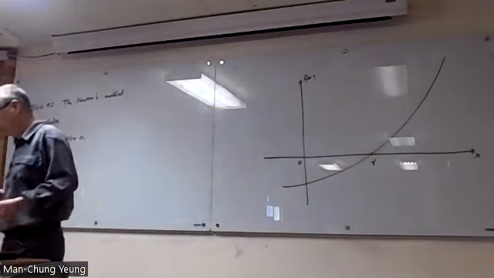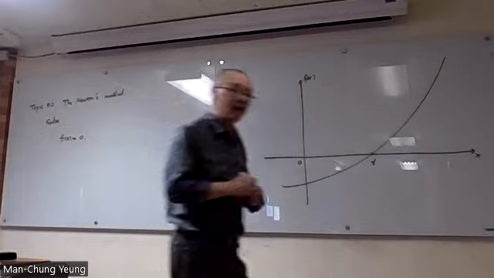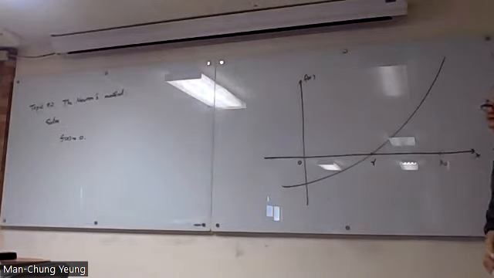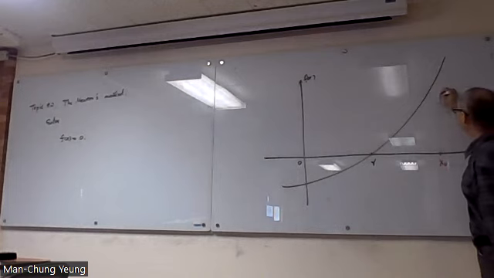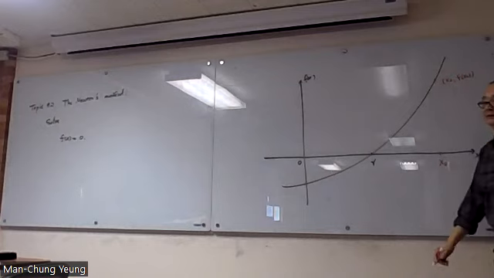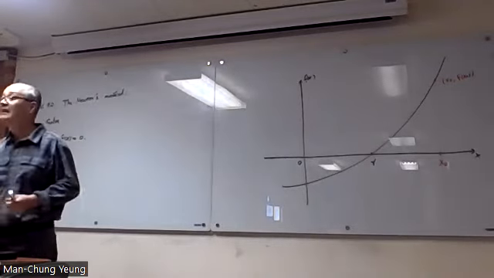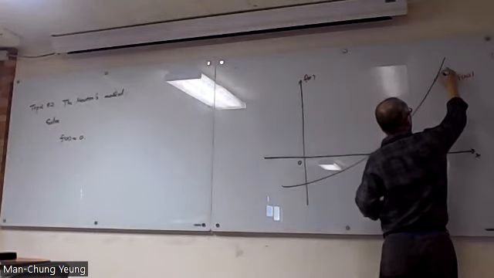Take a point near R. Take x0. Then on the graph, we have a point. This point is x0, and the function value is f(x0). From that point, draw a tangent line.